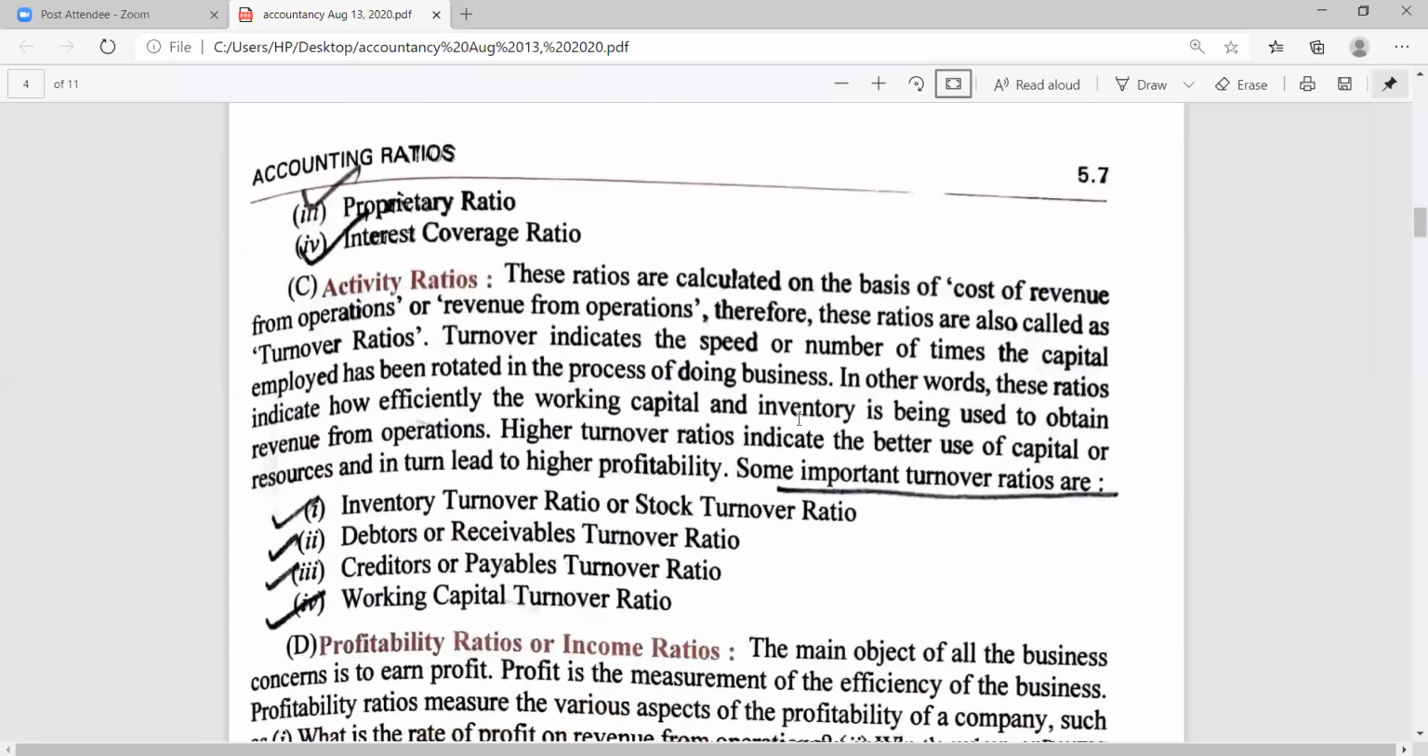Third one is your activity ratio, or you can say turnover ratio. The third heading also consists of 4 types. Mark 4 branches of turnover ratio or activity ratio, that is your inventory turnover ratio, debtors turnover ratio, creditors turnover ratio, working capital turnover ratio. Repeating, activity ratio has 4 branches: inventory turnover ratio, debtors turnover ratio, creditors turnover ratio, working capital turnover ratio.